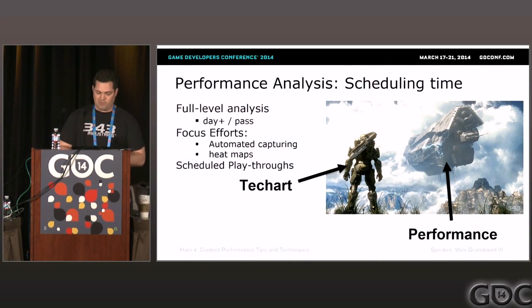So performance analysis takes quite a bit of time, and I often felt like Master Chief here in this image, where we had our ship date coming in, and there was lots of performance work to do, and not a lot of time. It usually took about a day or more per pass on a mission to do a run-through, and that was with our automated heat map creation process, so we could do more targeted analysis.